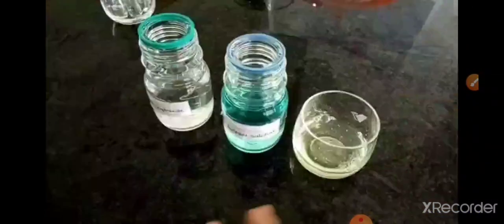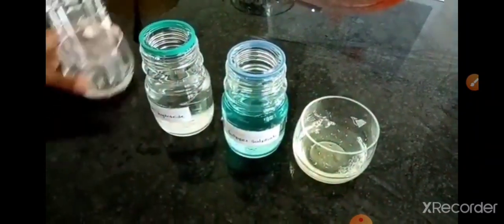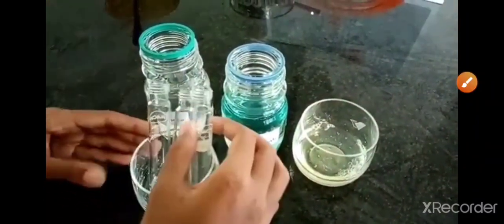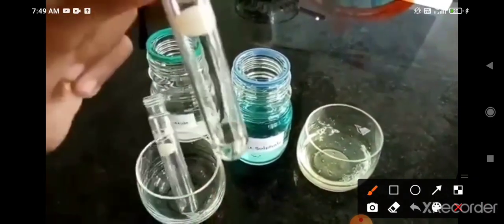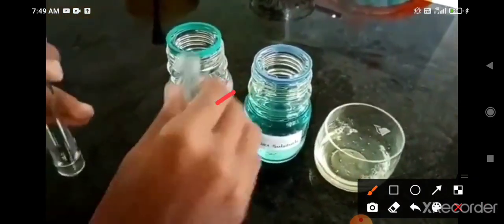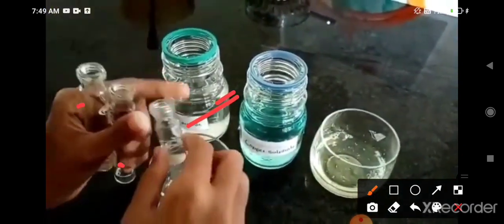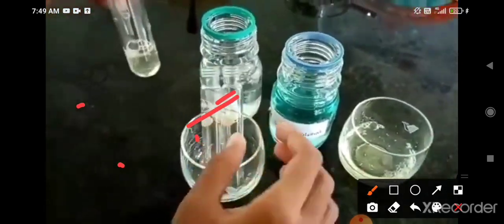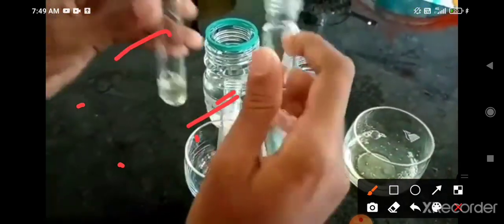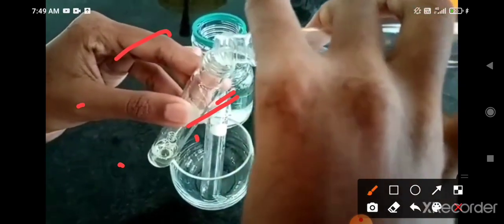Okay, so these are the three solutions. These are the test tubes. This is test tube 1, this is test tube 2, this is test tube 3. The first test tube is of the food item, the second is for caustic soda, and the third one is for the copper sulfate solution. This is the test tube for the food item. We are putting some caustic soda in it.